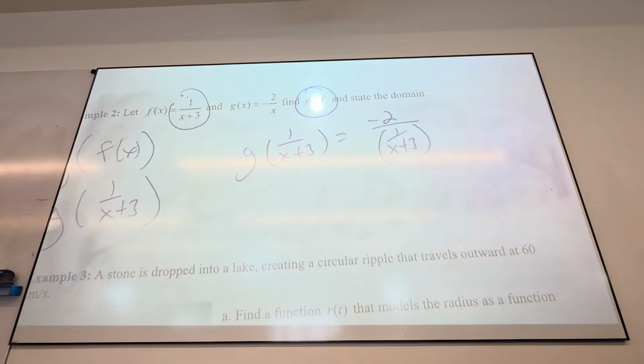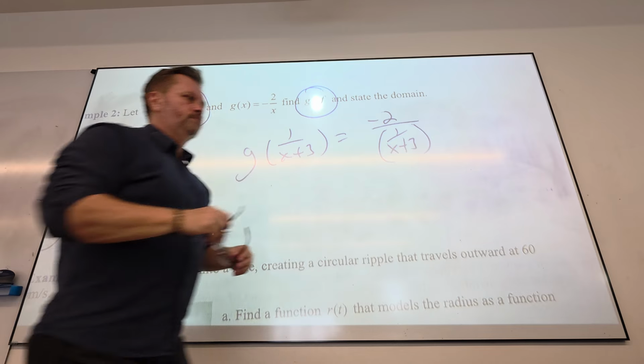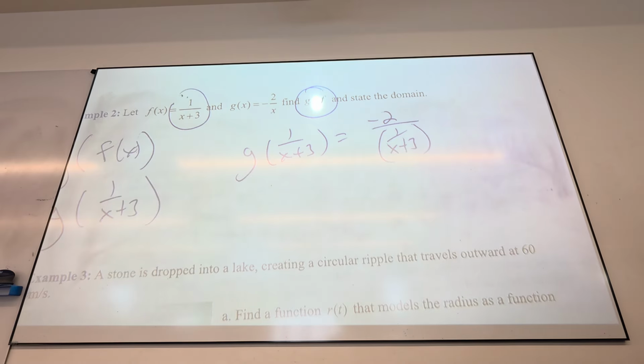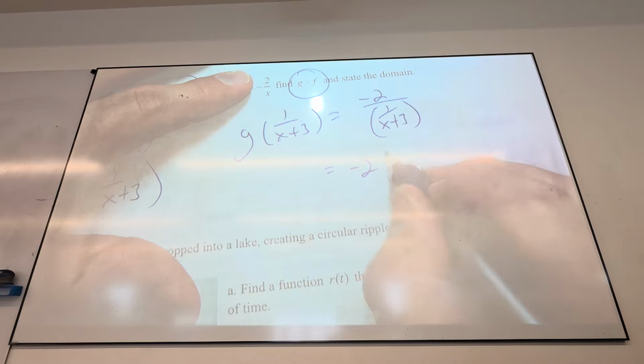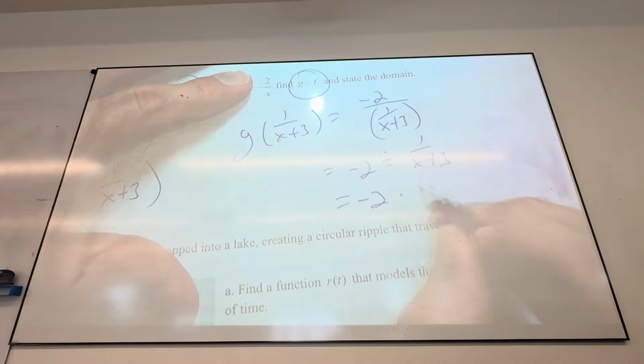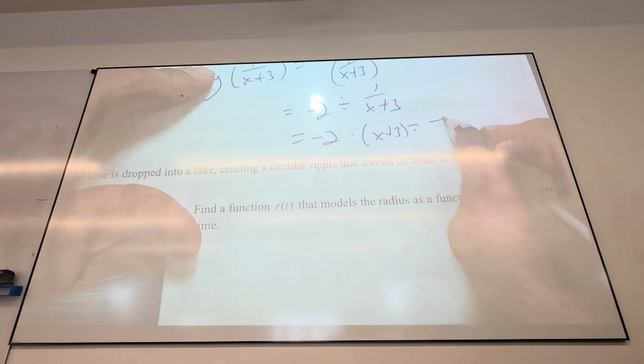It's a fraction inside of a fraction, yeah? How do I divide fractions? Doesn't that say -2? Divided by a fraction. How do I divide fractions? -2 divided by 1 over x plus 3 is -2 times x plus 3 over 1, which is -2x minus 6.